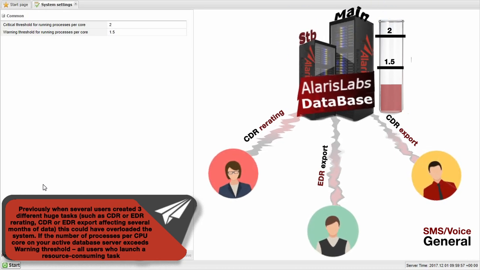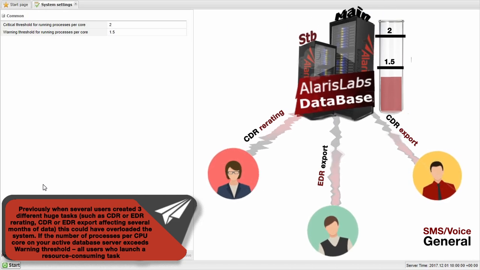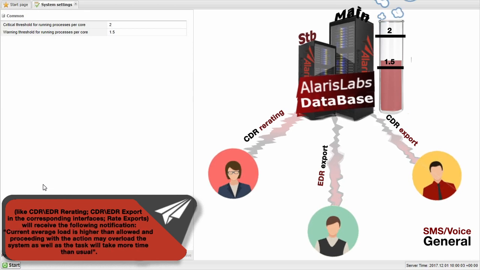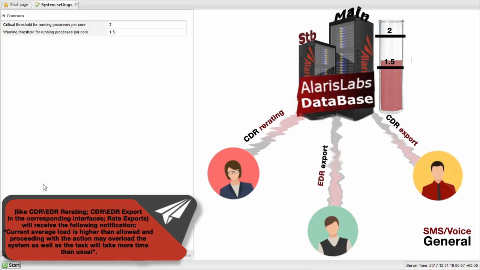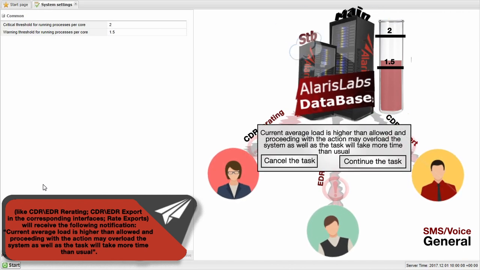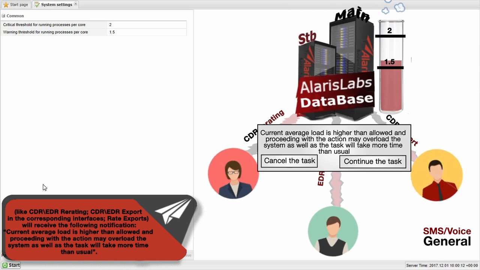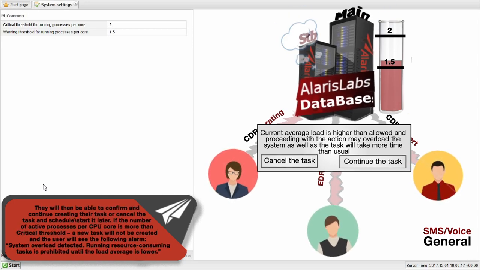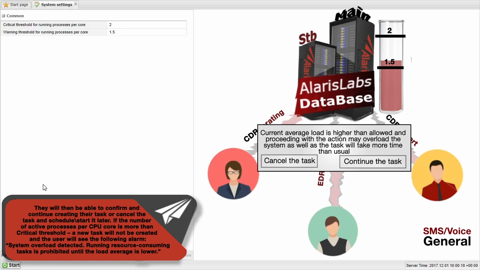If the number of processes per CPU core on your active database server exceeds the warning threshold, all users who launch a resource-consuming task like CDR-EDR rewriting, CDR-EDR export in the corresponding interface VRateOrig will receive the following notification: Current average load is higher than allowed, and proceeding with the action may overload the system, as well as the task will take more time than usual. They will then be able to confirm and continue creating their task, or cancel the task and start it later.